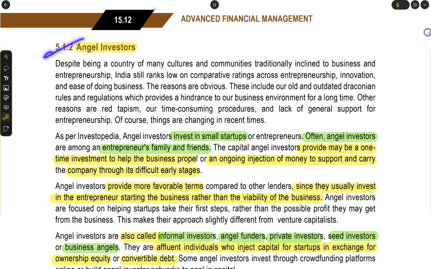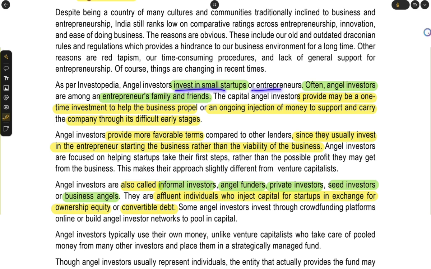Okay, then angel investors invest in small startups or entrepreneurs. Often angel investors are among an entrepreneur's family and friends. The capital angel investors provide may be a one-time investment to help the business propel, or an ongoing injection of money to support and carry the company through its difficult early stages.